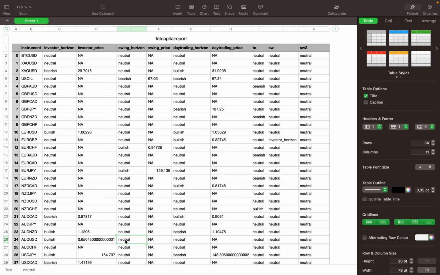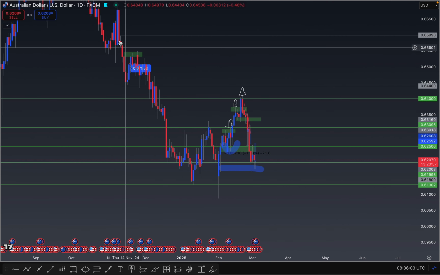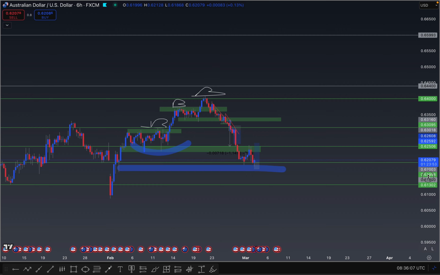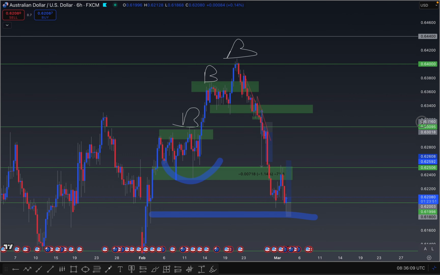So in the last trading session on the TET Capital report, we had a swing horizon that was bearish. And now that swing horizon turned into neutral. And this is something that I love. That means that the bearishness just ended and the bullishness just started. If you look at the 6 hours, right here, which is the swing horizon, we can see that the markets made it all the way down.